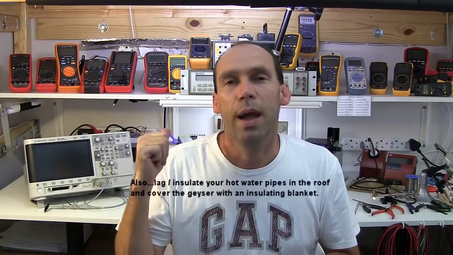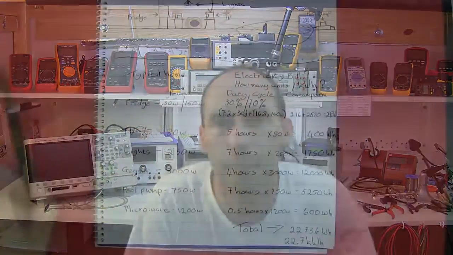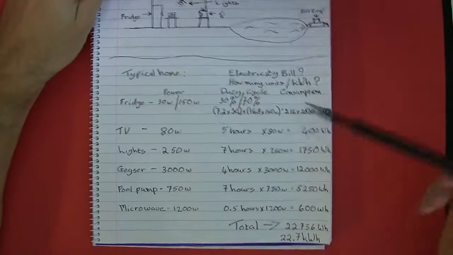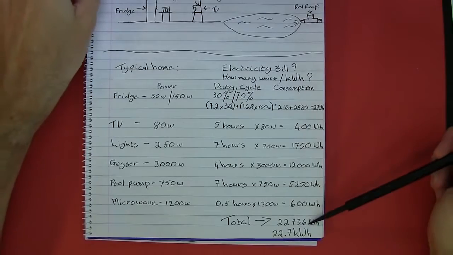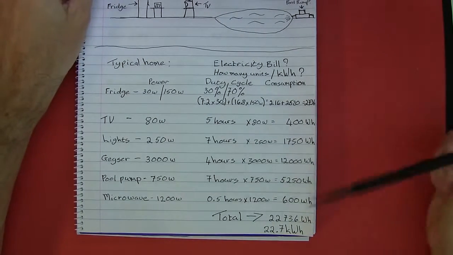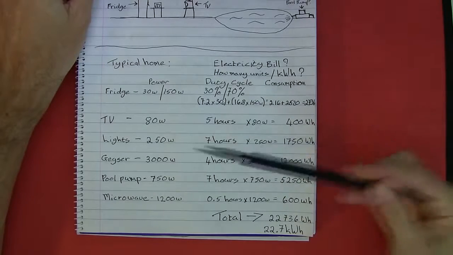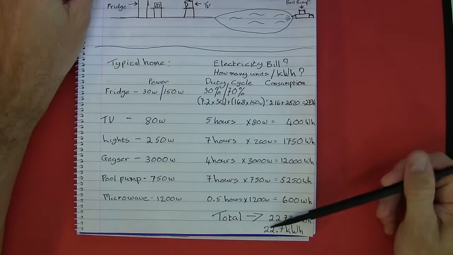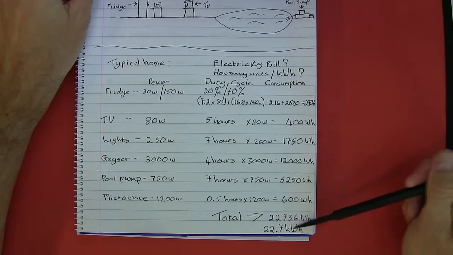Right, so let's now go back and look at the figures if you do make these changes in your house and get better appliances, and potentially what you can save. Let's just have a recap and remind ourselves of the daily consumption from this typical house that we worked out. Let's pretend it happens to be in summer. It was 22.7 kilowatt hours.